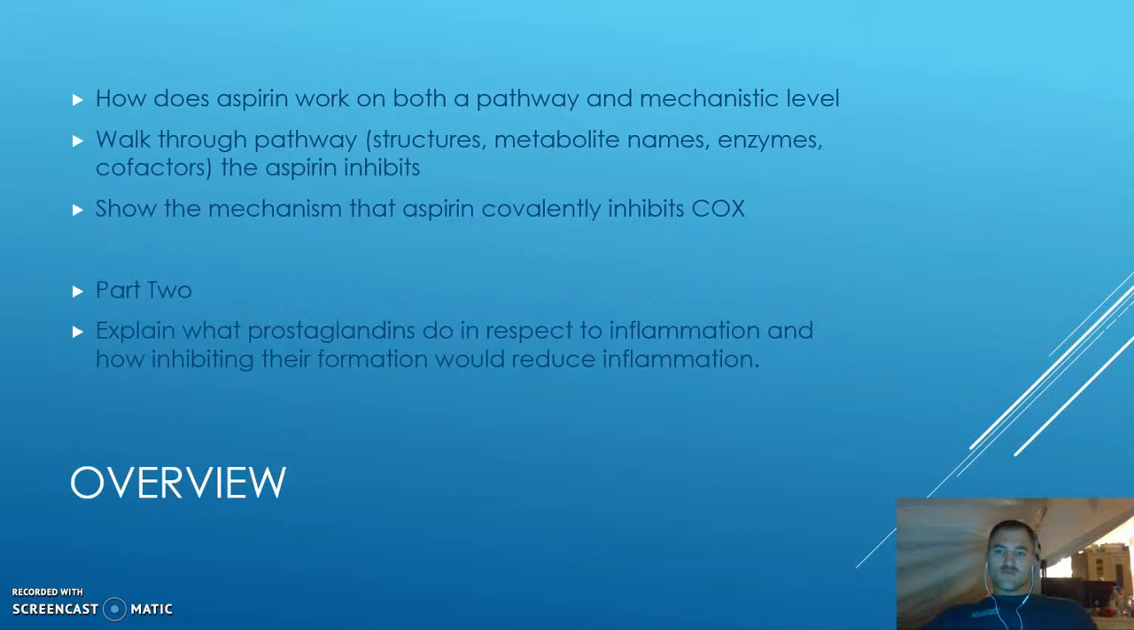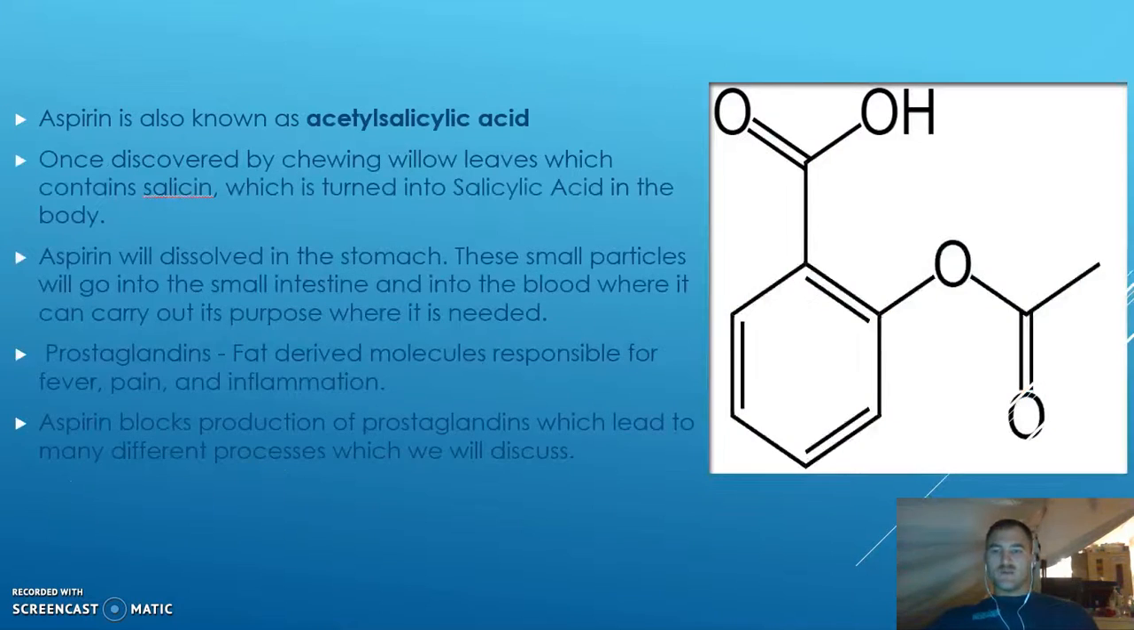Here we go. Full overview of what we're going to talk about. How does aspirin work, pathway and the mechanism. Walk you through the pathway, the structures, metabolite names, enzymes, cofactors that aspirin inhibits. Show the mechanism, how it covalently inhibits. Part 2 is going to explain prostaglandins, what they do in respect to inflammation, and how inhibiting their formation will reduce inflammation. So let's get in here to part 1.